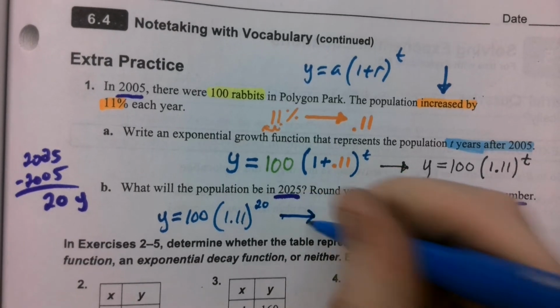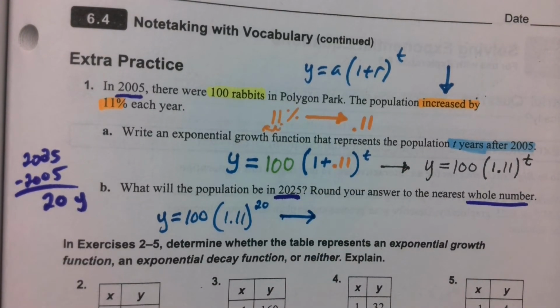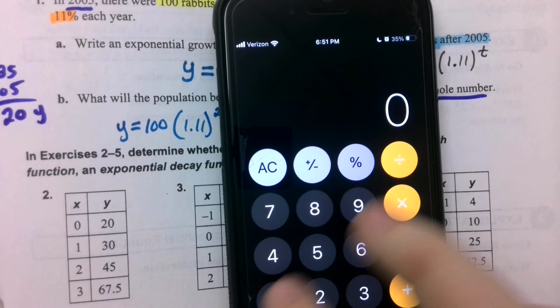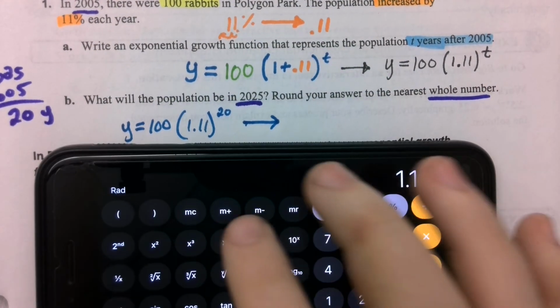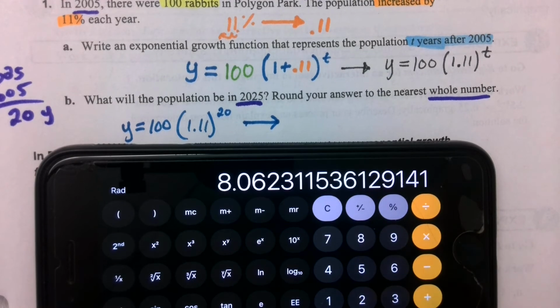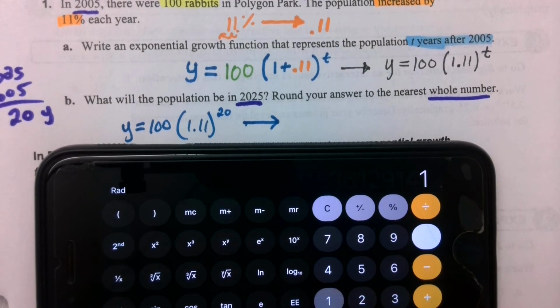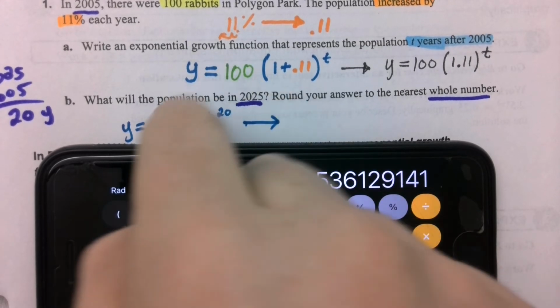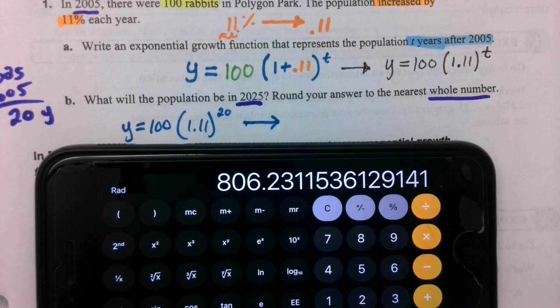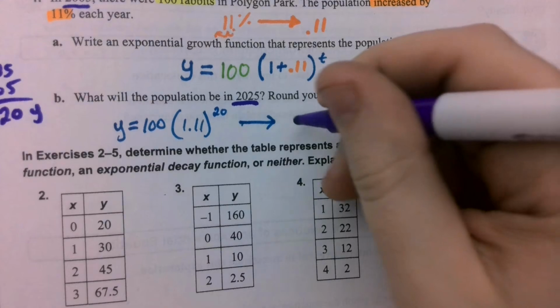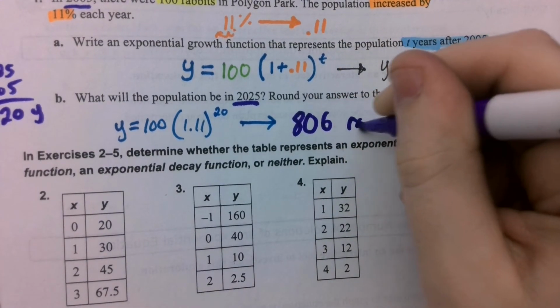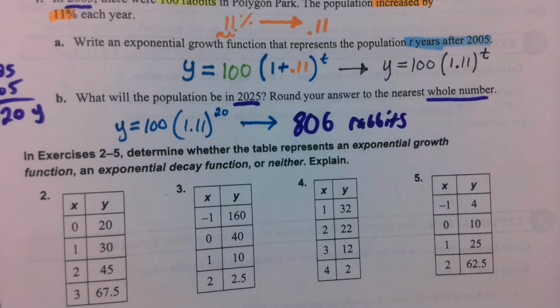To figure out what this is, we'll need to bust out the calculator once again. So, bringing out the calculator, the first thing we need to do is take 1.11 to the 20th power. We're multiplying it by itself 20 times by taking it to the 20th power, giving us this number. We then multiply by 100. Do not forget to multiply by the number at the start. That number still exists. And we get 806.23. And since we wanted to round to the nearest whole number, we would say there were 806 rabbits. That's it. That's how you solve problems with exponential growth.